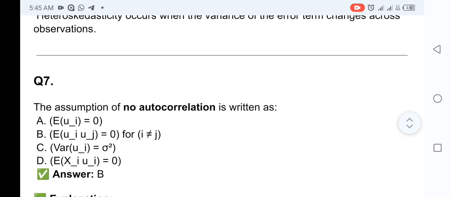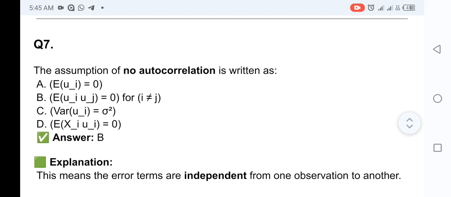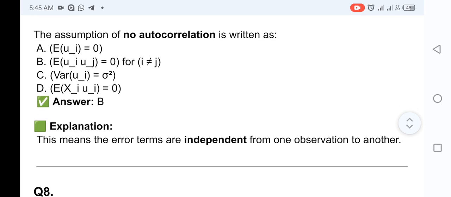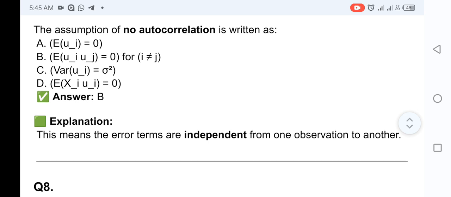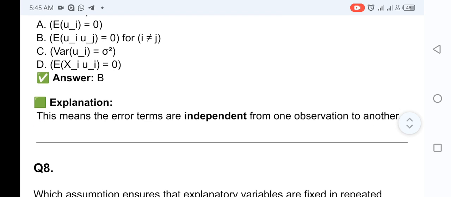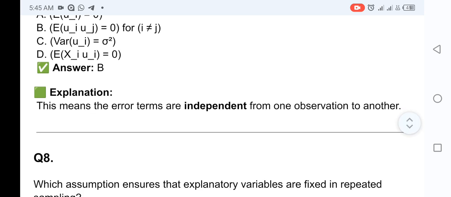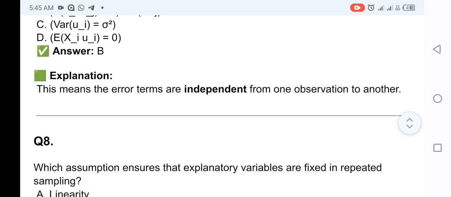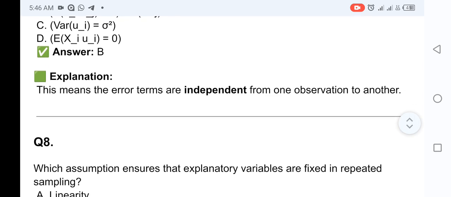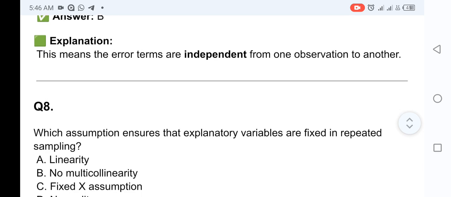Q7. The assumption of no autocorrelation is written as A. E(u_i) = 0. B. E(u_i u_j) = 0 for i not equal to j. C. Var(u_i) = sigma squared. D. E(X_i u_i) = 0. Answer B. Explanation. This means the error terms are independent from one observation to another. Q8.